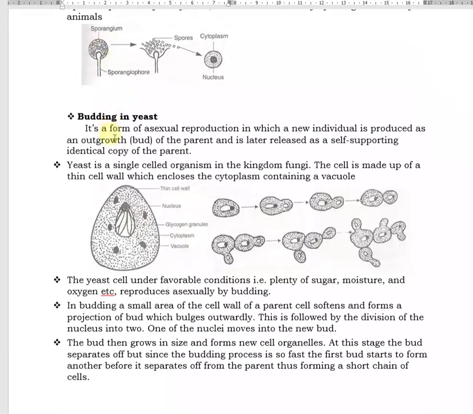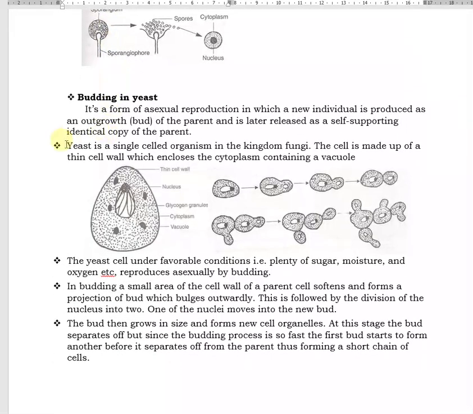Let's look at the third type of asexual reproduction, that is budding in yeast. I know all of us know yeast. What is budding? It is a form of asexual reproduction in which a new individual is produced as an outgrowth, a bud of the parent, and is later released as a self-supporting identical copy of the parent. So yeast is a single-celled organism in the kingdom fungi. So yeast belongs to what? This organism is in kingdom fungi.